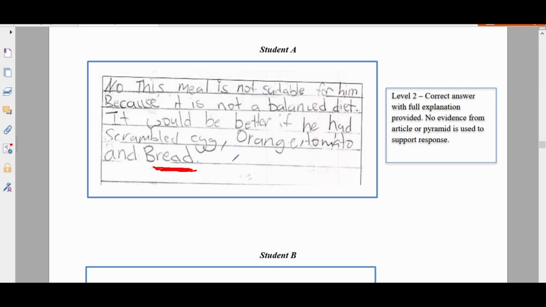Don't mention the article and we don't mention the pyramid. So this cannot be a level 3. It has to fall there. And I'm telling you that the thing that kind of keeps it there, to me, is the fact that the person mentions bread. All right. Let's look at another one.